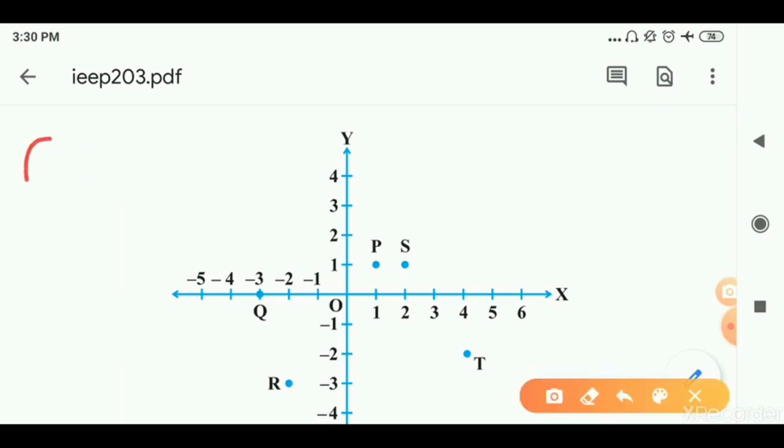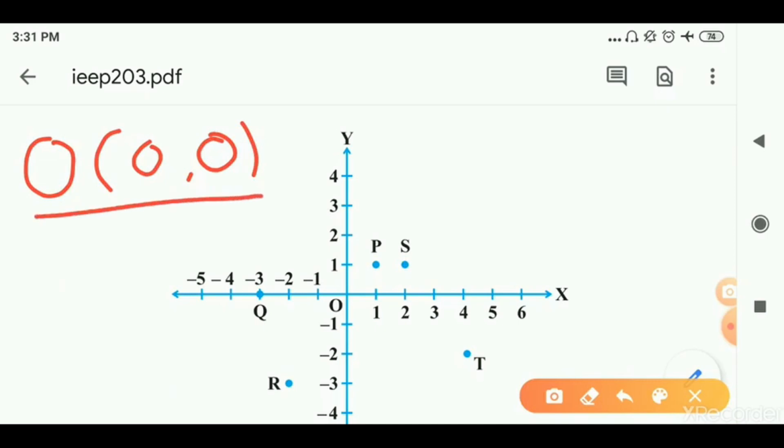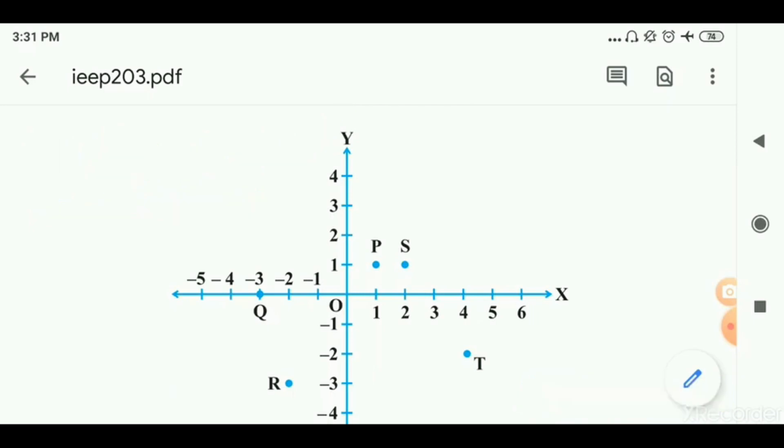that is O. Since O is the origin point, you remember that the coordinates of the origin are always 0, 0, because this point is at 0 unit distance from the x-axis as well as the y-axis. So we can say the coordinates of point O are 0 comma 0, and it is also called the origin. Okay, so next we have Q. For Q, let me check.